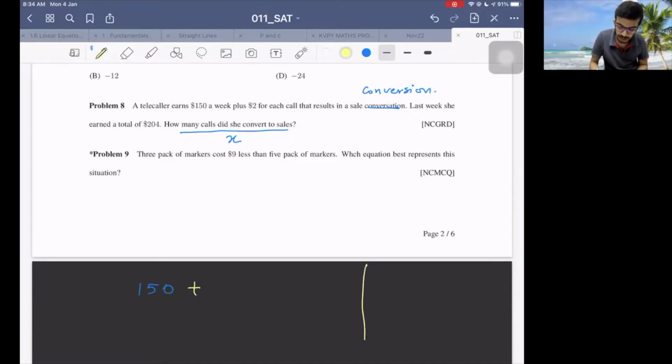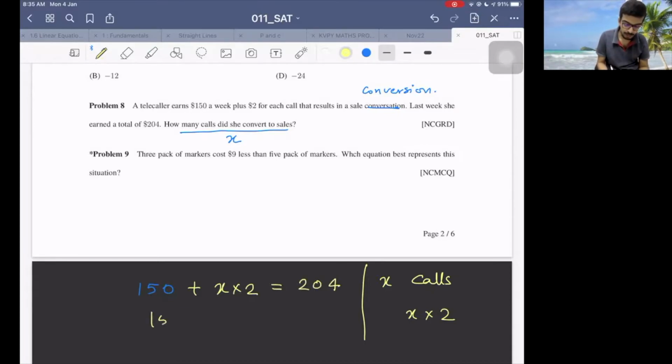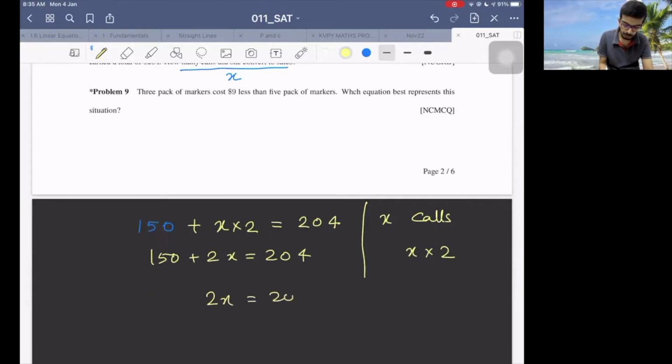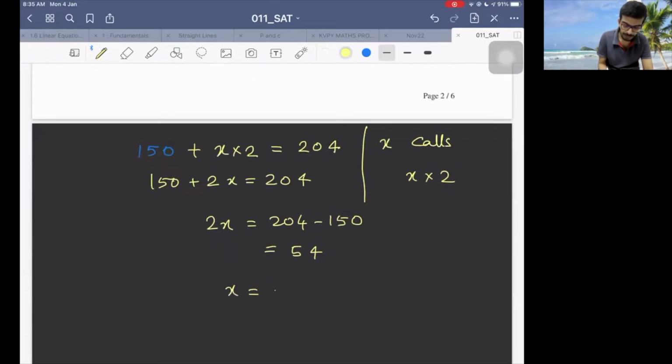So if she converted X calls, she'll get X into $2 as the variable pay. There is a fixed pay, and there is another variable component to her pay, which is dependent on the number of calls she could convert to an actual sale. So 150 plus X into 2 comes out to be 204. So 150 plus 2x is equal to 204. So we have 2x is equal to 204 minus 150, and this is 54. So your x comes out to be 27.